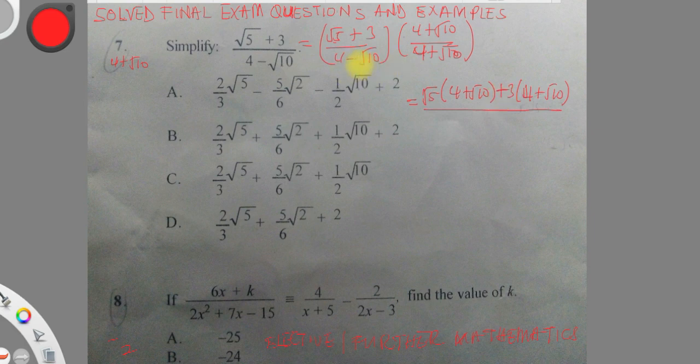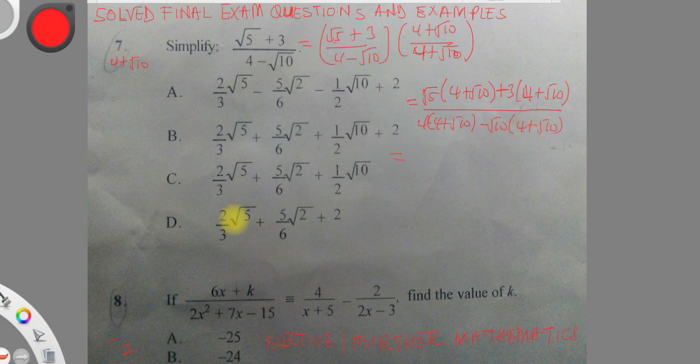For the denominator, the product of conjugates will give you a difference of two squares. So you get 4 squared minus square root of 10 squared. You get 16 minus 10, which is 6. Let me take my time and do this one, but the subsequent ones I will simplify quickly. So positive 4 will multiply 4 plus square root of 10, and then negative square root of 10 also will multiply 4 plus square root of 10. Okay? Yes, so let us continue.